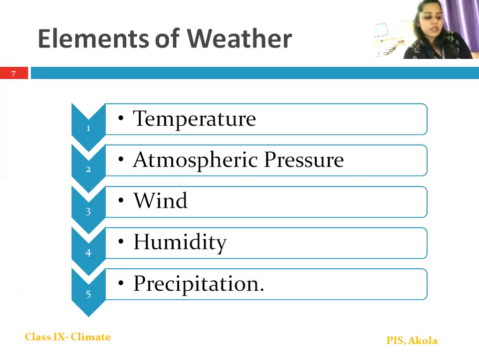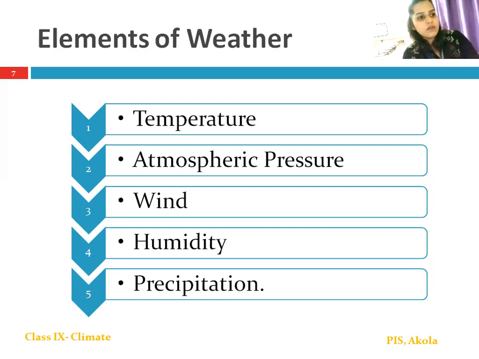Now, children, it's a must for you to know and understand that weather and climate are slightly different, because weather speaks about change on a daily basis, change at every moment, wherein climate is a long-term idea. But the elements of weather and climate are one and the same. As you can read on the screen, that's temperature, atmospheric pressure, then you have wind, humidity and precipitation.